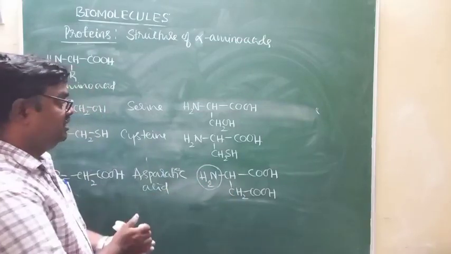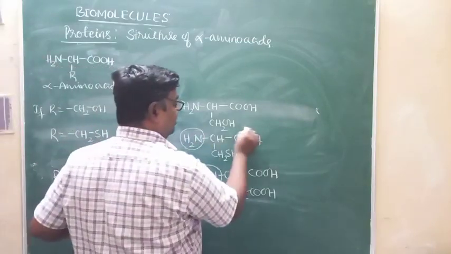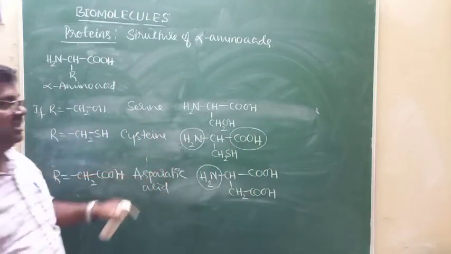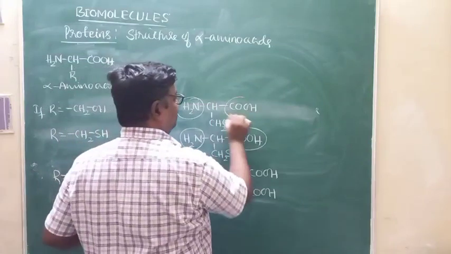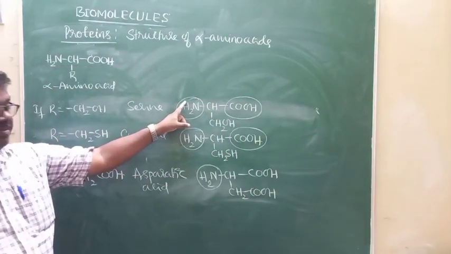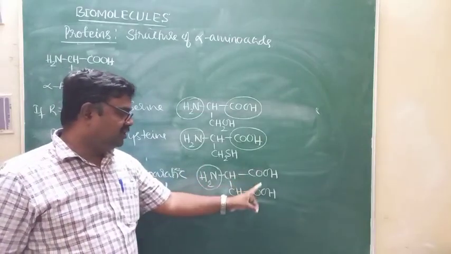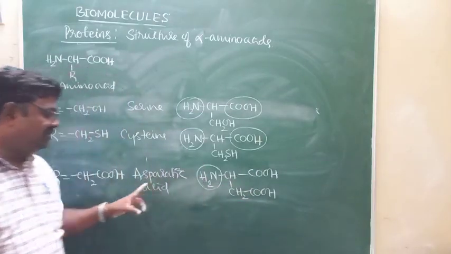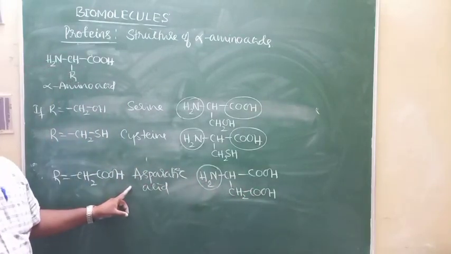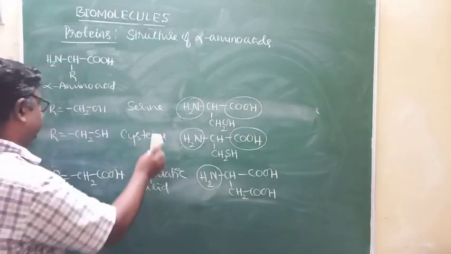Just observe here, the number of amino groups is equal to the number of carboxyl groups. This cysteine is what we call a neutral alpha amino acid. Serine is also an example of a neutral alpha amino acid. But here in aspartic acid, the number of carboxyl groups is more compared to the number of amino groups. There are 2 carboxyl groups and 1 amino group. Therefore, it is an example of an acidic alpha amino acid.